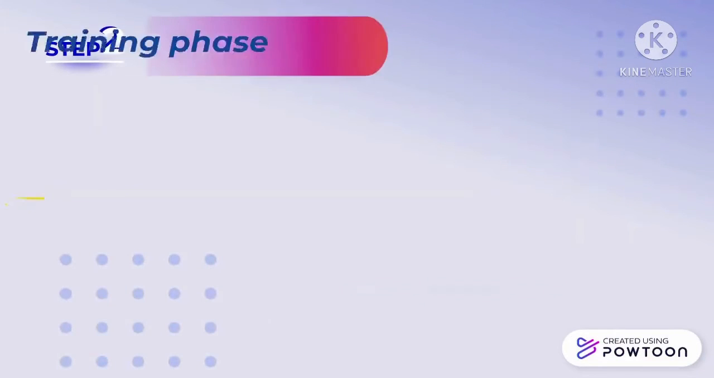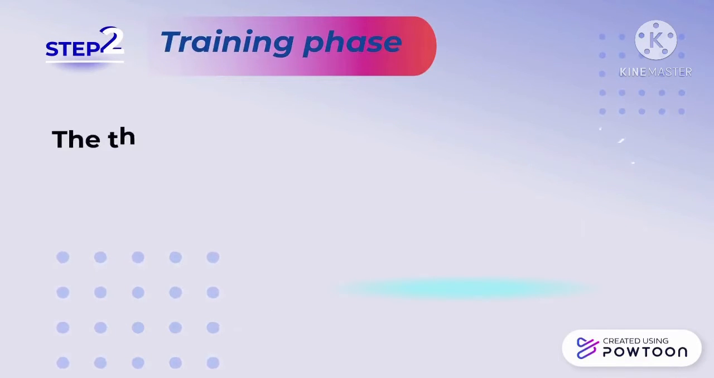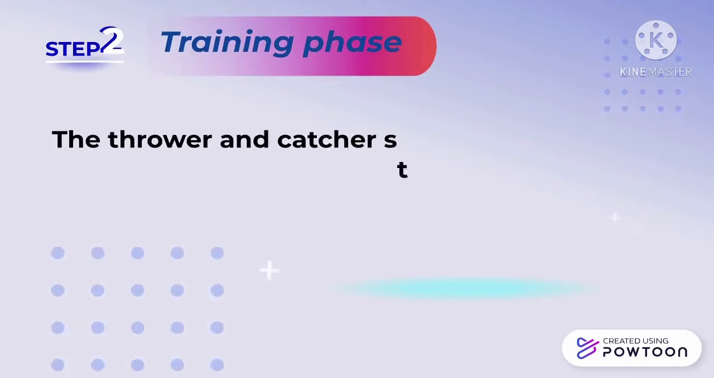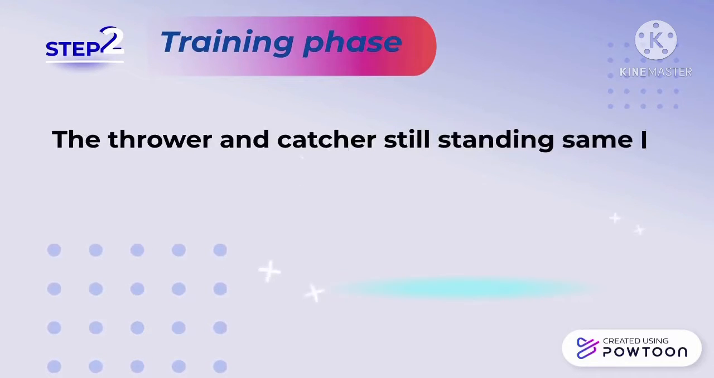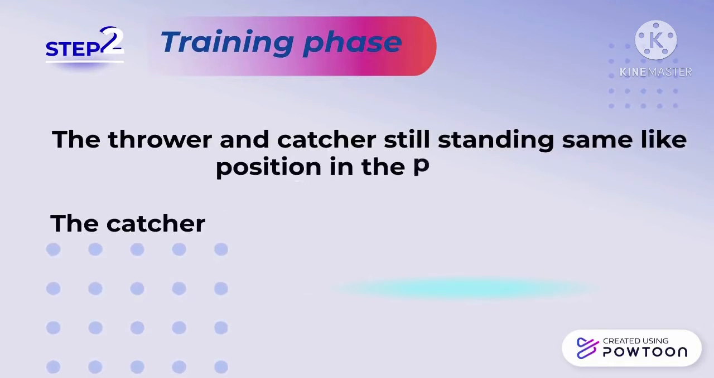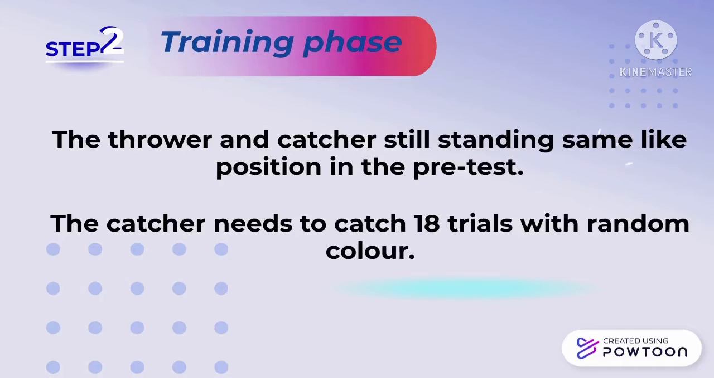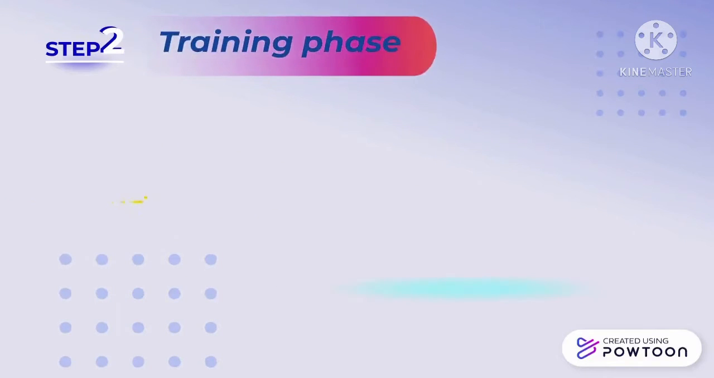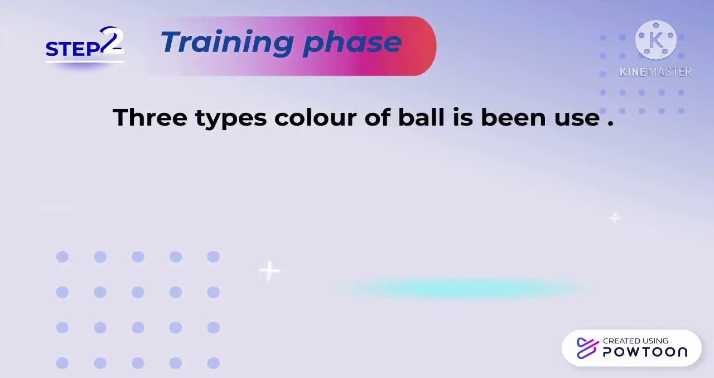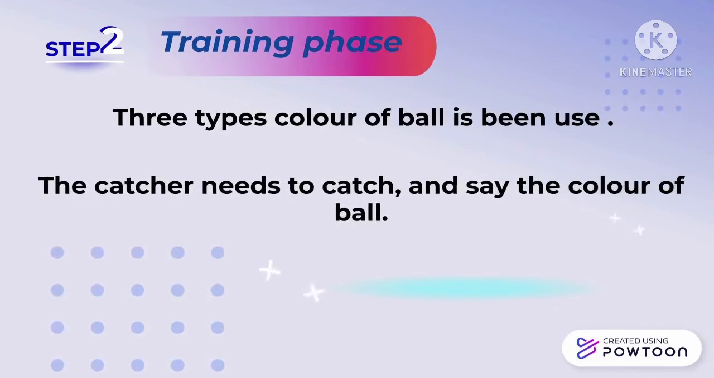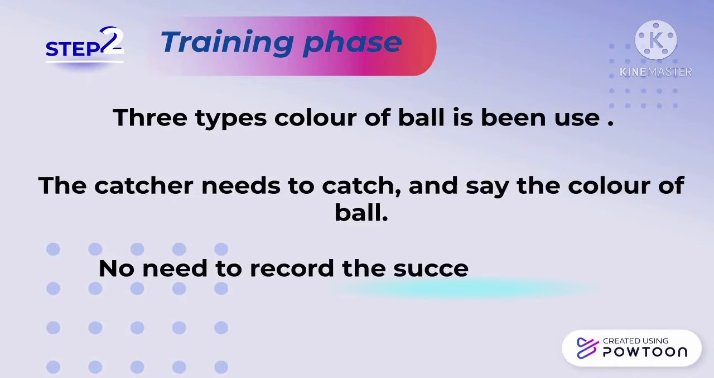Next, for the training phase, the thrower and the catcher need to stand in the same position as the pre-test. The catcher needs to catch 18 trials with the 3 different colors. The thrower needs to throw random colors. The catcher needs to turn, catch, and say the color of the ball. In this session, the recorder does not need to record the number of successes and the behavior of the catcher.